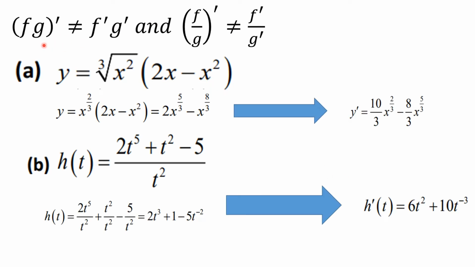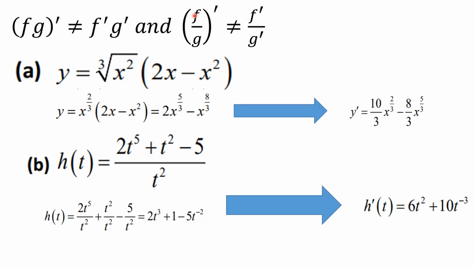Now, one of the points of this problem is for you to realize that the derivative of a product is not the product of the derivatives. An easy way to see this is if this were x times x, that would be x squared, and the derivative of x squared is 2x. But the product of the derivatives of x and x would be 1 times 1, and so 2x does not equal 1. So that proves that this really is not a correct formula.